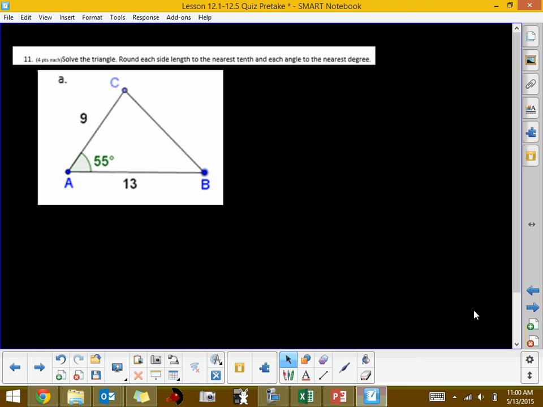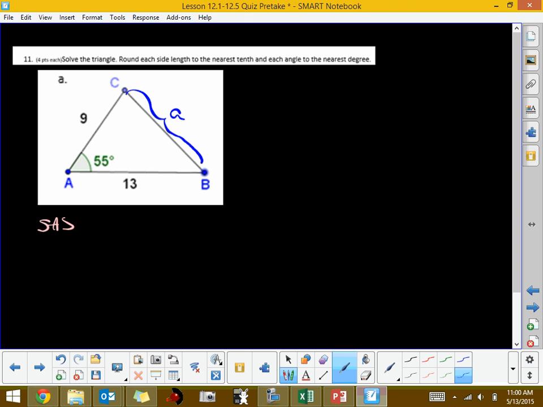In question number 11, we're not given a side-angle pair. It's not a right triangle, so what we want to use is the law of cosines. In this case we're looking at a side-angle-side. So the first thing I want to find is the length of the side opposite the angle that we're given. So I really want to find this side A.